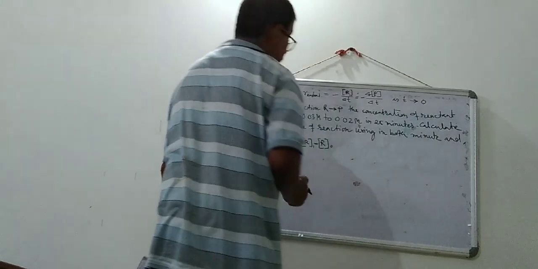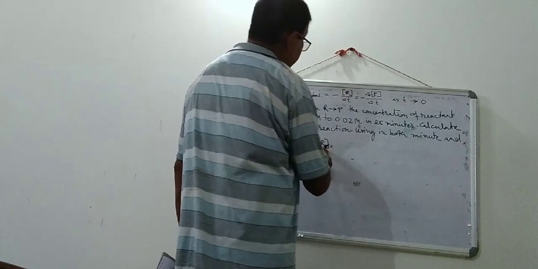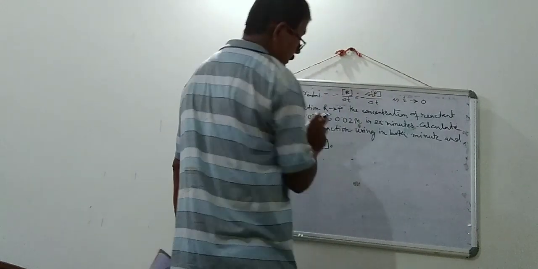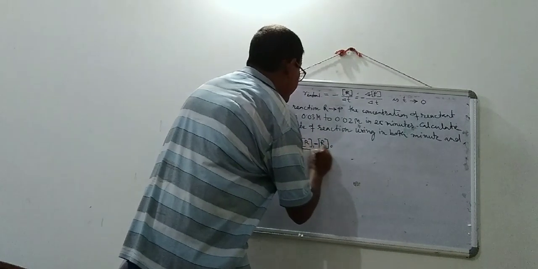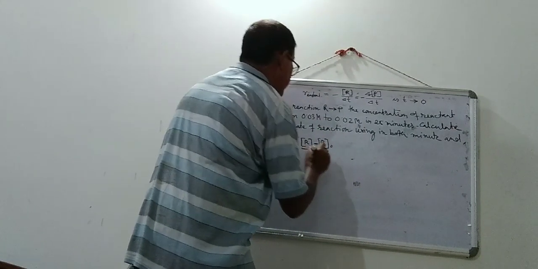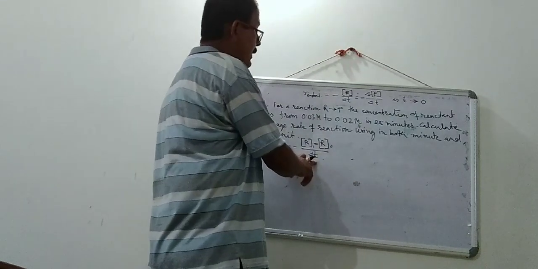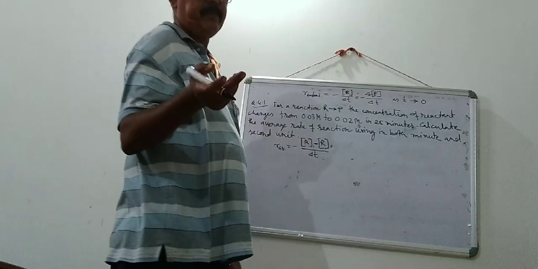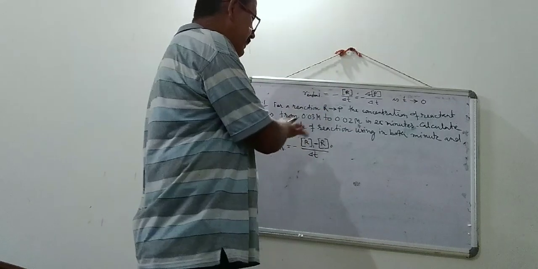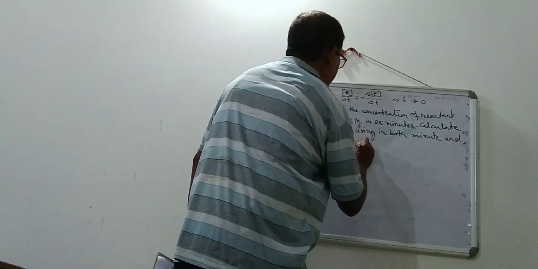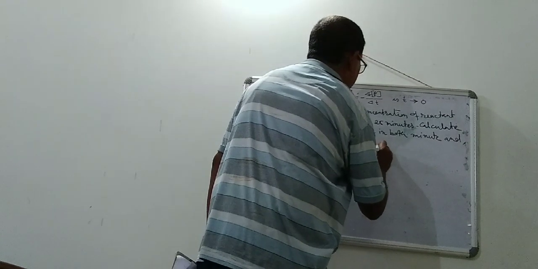R1, R0: R0 means at the time of 0, before going to a reaction, so it is called initial. Delta T means also T2 minus T1, but there is no change of time. Delta T is 25 minutes here.